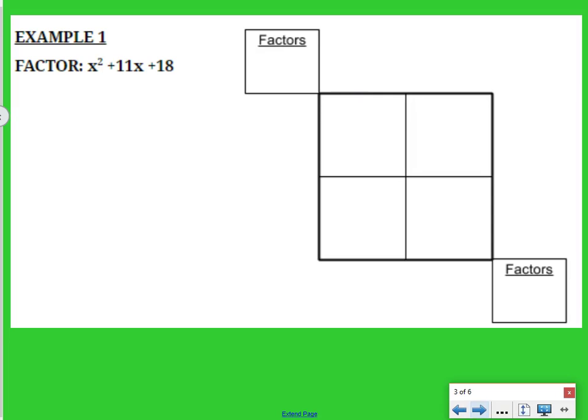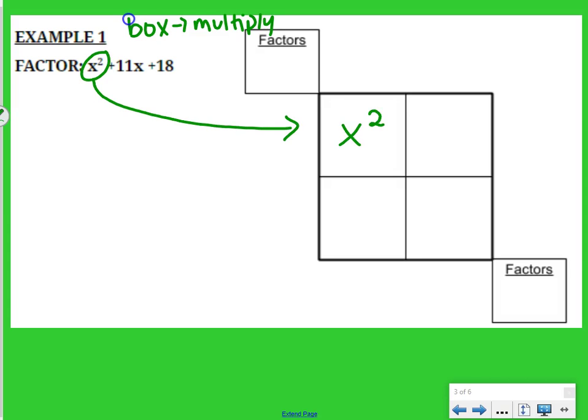Example 1, we're just going to jump right in. Factor x squared plus 11x plus 18. So we are going to use kind of the backwards box method. We use the box for multiplying, so now we're going to do that backwards with factoring. For our box, we're going to start with putting x squared in this top box and the last term, 18, right here in this bottom box.